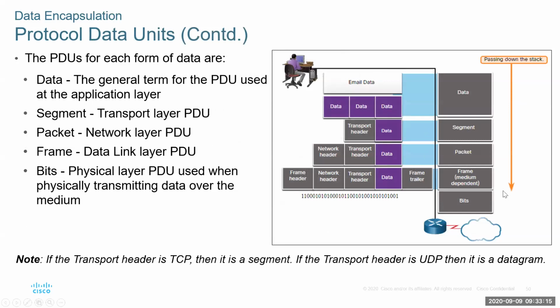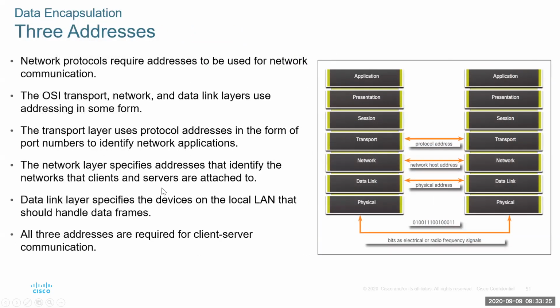So protocol data units, that's what you're going to see here. And this is just, again, working through the stack. You're going to see your frame header, your network header, transport, the data, and then the frame trailer. And that's all split back out to ones and zeros.